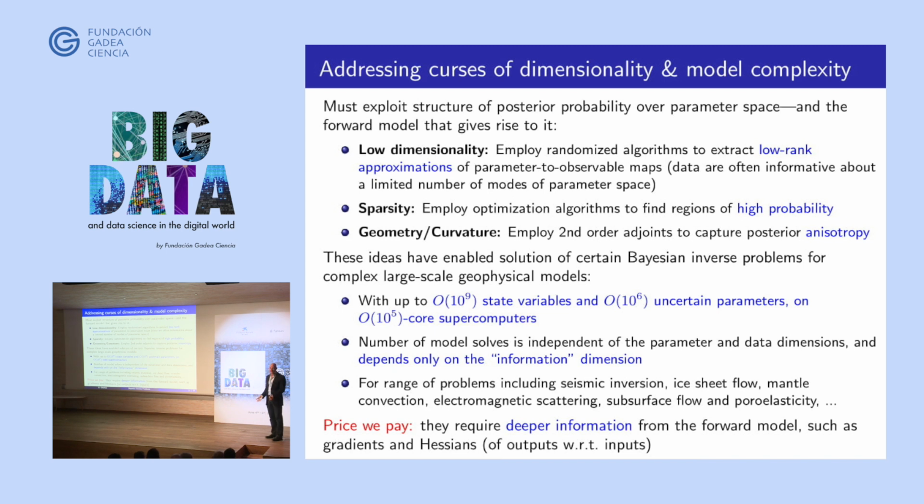But there's no free lunch, except for today. But in general, you have to pay a price. And that price is they require deeper information from the forward model, such as adjoint-based gradients and Hessians, which require you to differentiate the underlying PDE or other integral equation, n-body problem, whatever. But they require you to differentiate that model and to solve that in parallel with the forward model. So you have to solve these adjoints and second-order versions, linearized versions of those things.